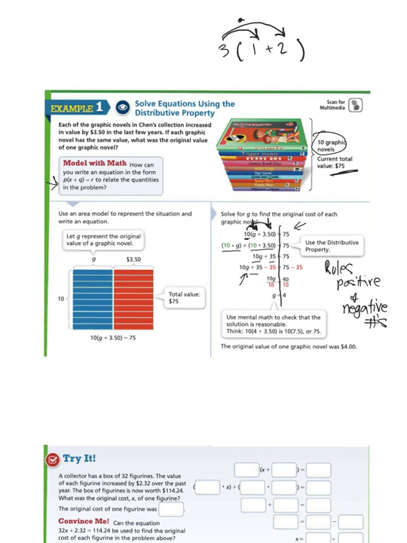All right. Well, then you have a coefficient and a variable, 10G. Well, you know that's multiplication, so the opposite of multiplication is division. So you have to divide both sides by 10. That will indeed leave G all by itself. 40 divided by 10 is 4. So the original value of the novel is $4 each.